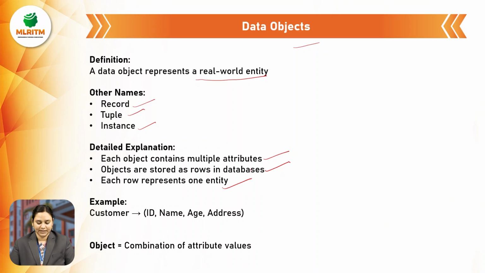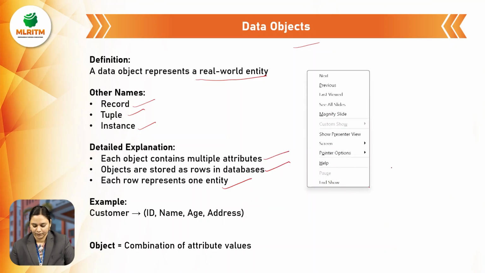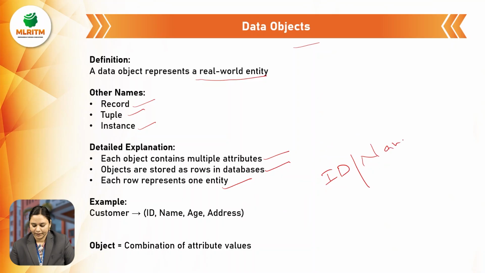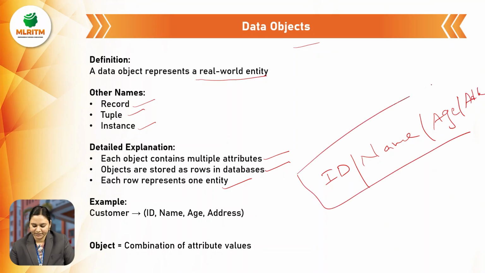Here is the best example for data objects. For a customer, for suppose ID, name, and address. These are the attributes of a customer. Here the object means a combination of attribute values.